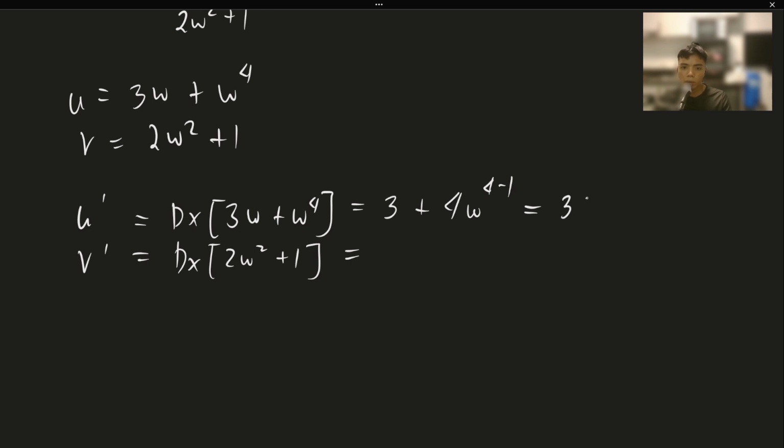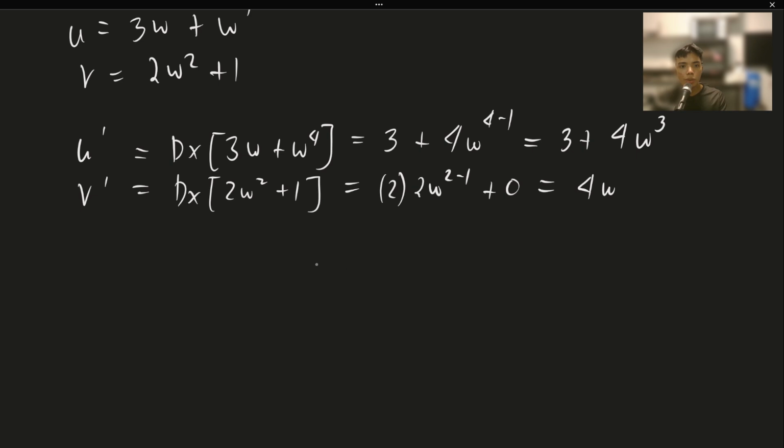That's 3 plus 4w cubed. The derivative of 3w is just 3, since w is equivalent to w raised to 1. And we subtract 1 from the exponent, that becomes w raised to 0, which is just 1. So it becomes 3 times 1, which is 3. Now let's start with v, 2w squared plus 1. Again, general power formula. And the derivative of any constant is 0. And this simplifies out to 4w.